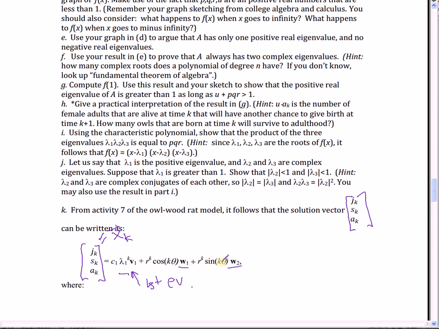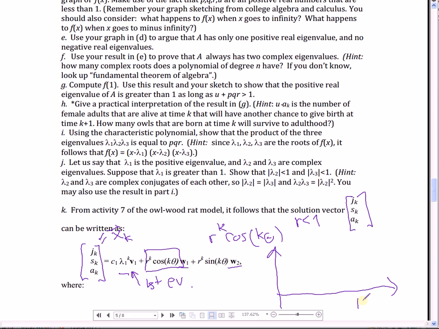And I can express the state vector as a linear combination of these vectors. Notice this coefficient here, r to the k cosine k theta. Now, if you treat this as a function of k, what does it do? Let's suppose r is less than 1. Now, what does this cos k theta do? Well, as k goes from 0, 1, 2, 3, 4, 5, 6.